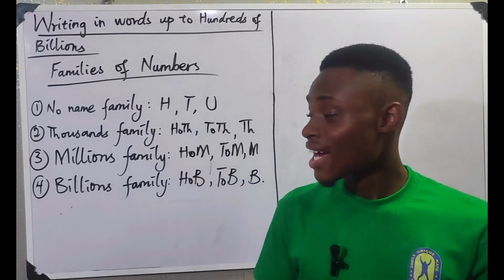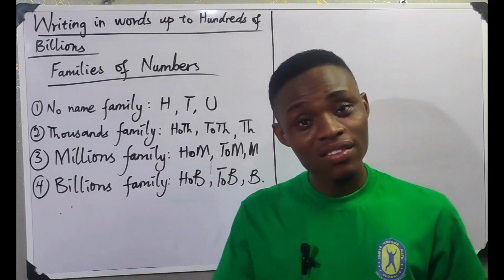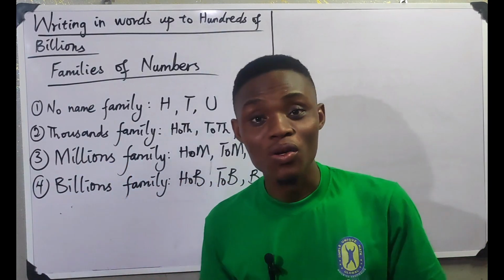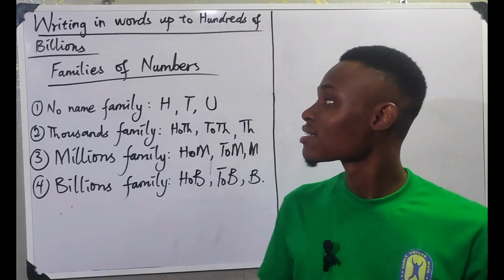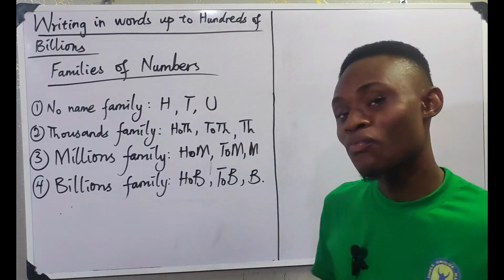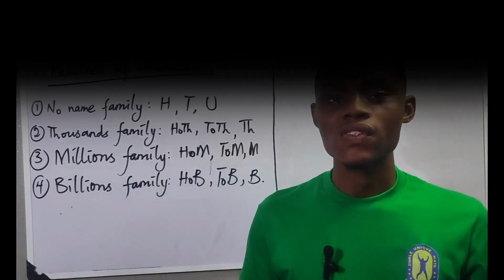There are more families after the billions. We have the trillions, the quadrillions, the quintillions, and it goes on and on. But for the sake of this class, I'm going to be stopping at the billions, okay? I'm not going to be exceeding billions.